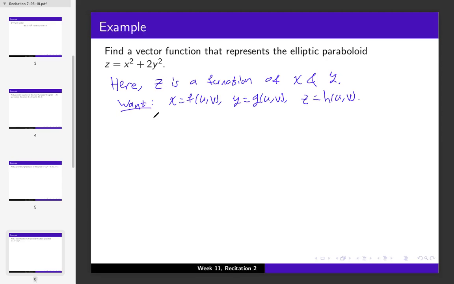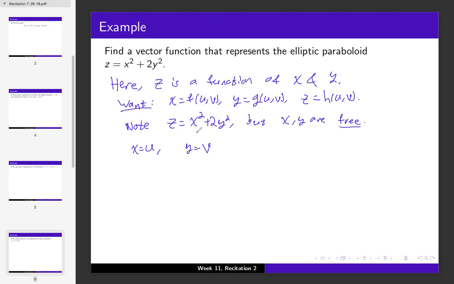So in particular, here's the way this trick works: z we can see is x squared plus 2y squared. But your variables x and y are free, right? They can be anything we want them to be. And if x and y can be anything we want, okay, let's just say that x is u, and y is its own thing, y is v.